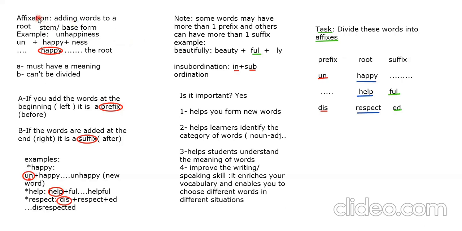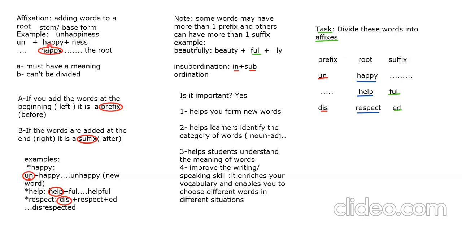So, what is affixation? Affixation is the adding of words to a root, or some people call it a stem or base form. Example, if we take the word unhappiness, this word here is divided into three parts. This is the first part here, and this is the second part, and this is the third part here. So this part of the word in the middle here is called the root or the stem or the base form.